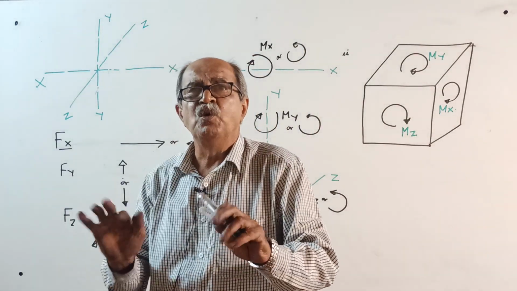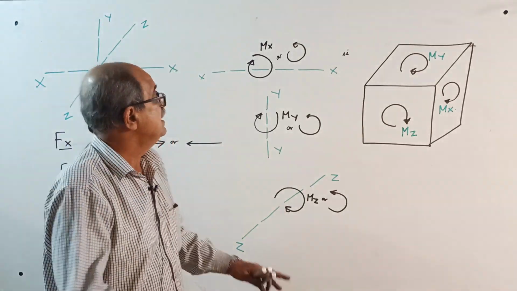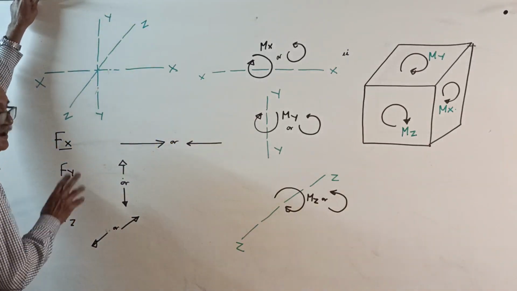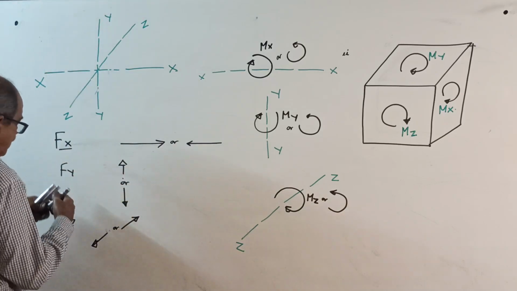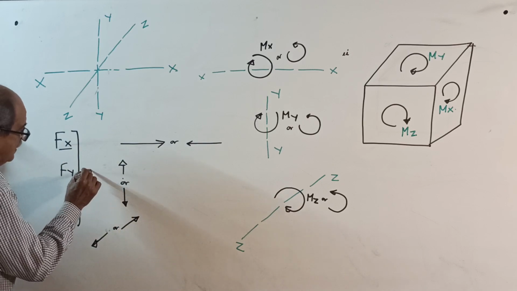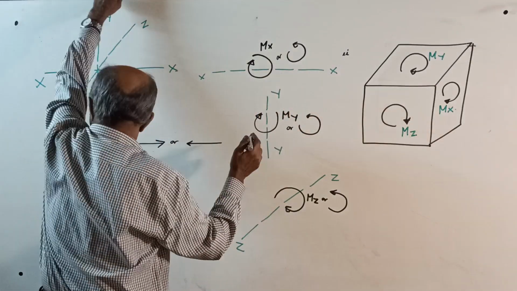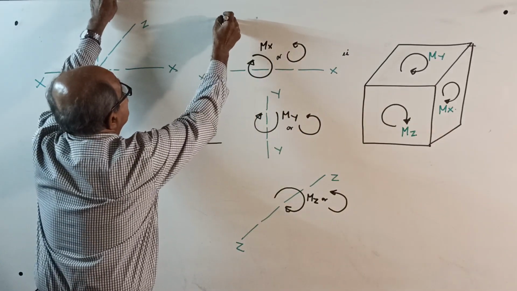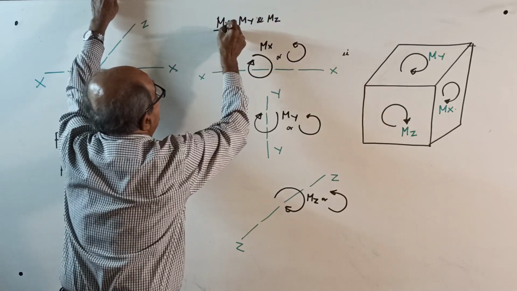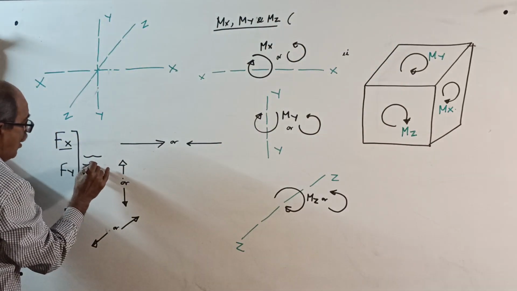Okay, now a little more explanation. In the class I will explain, but this is dictation. Just to give more idea: how is Fx, how is Fy, how is Fz? For Fx, Fy, Fz, remember, you have to always consider along. Now I'll write here, how is Mx, My and Mz? For that, you should write: always consider along.